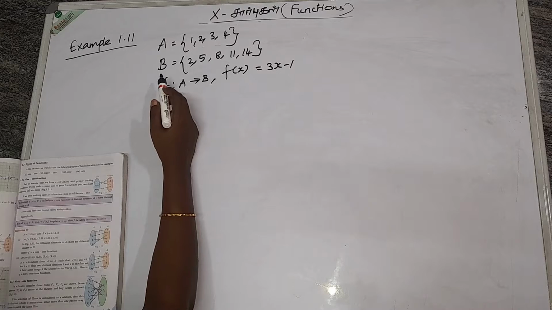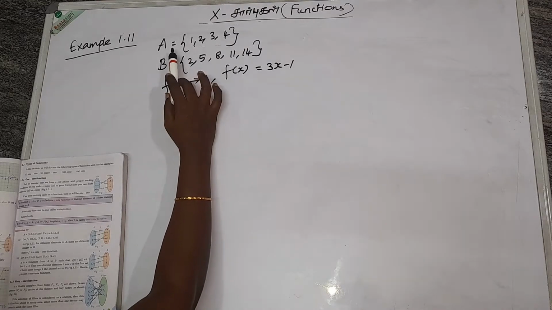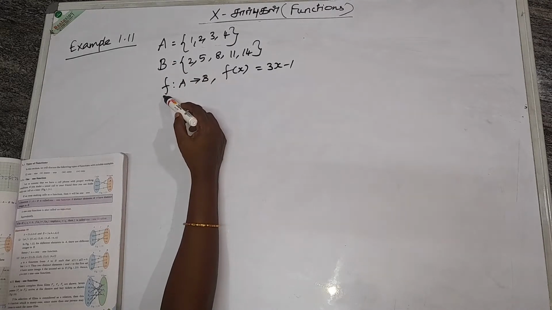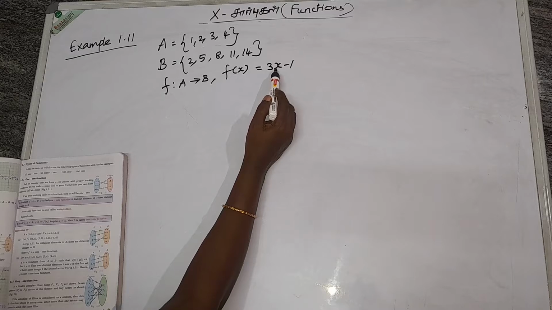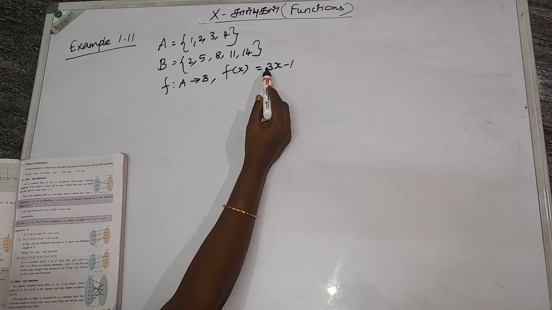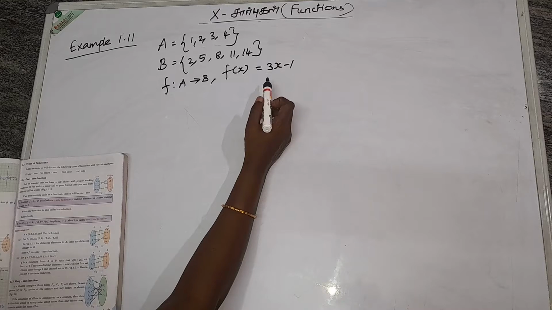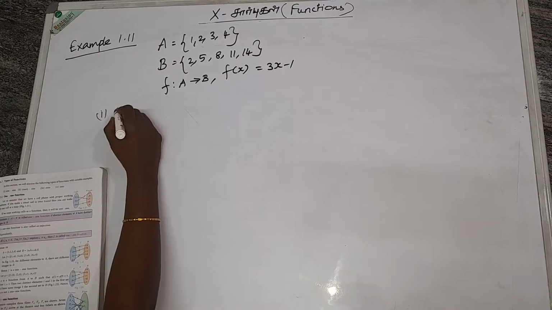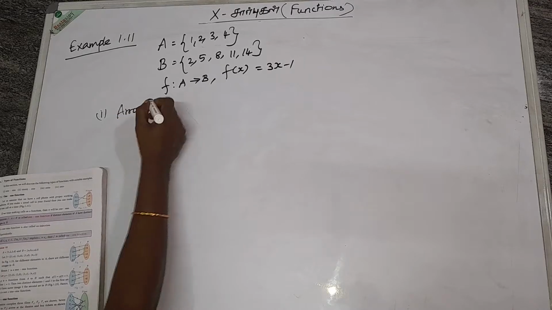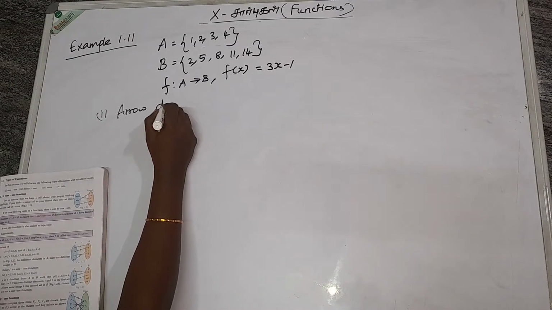See example 1.11. They have given the sets A, B and a function f from A to B. Then the function f is defined like this: f of x equal to 3x minus 1. The question asks to represent this function by an arrow diagram, a table format, a set of ordered pairs and in graphical form. Okay, so first, the arrow diagram. So how to represent this function in an arrow diagram.